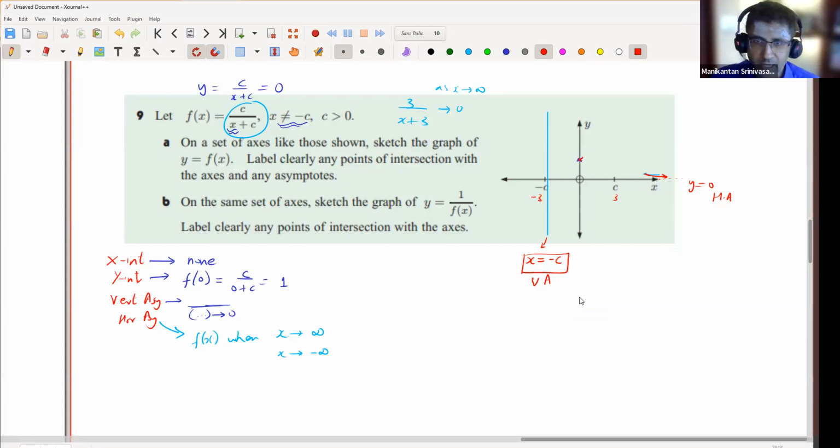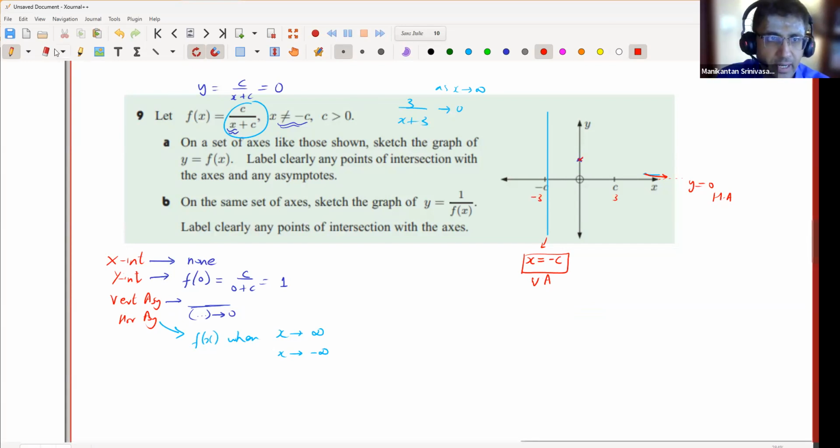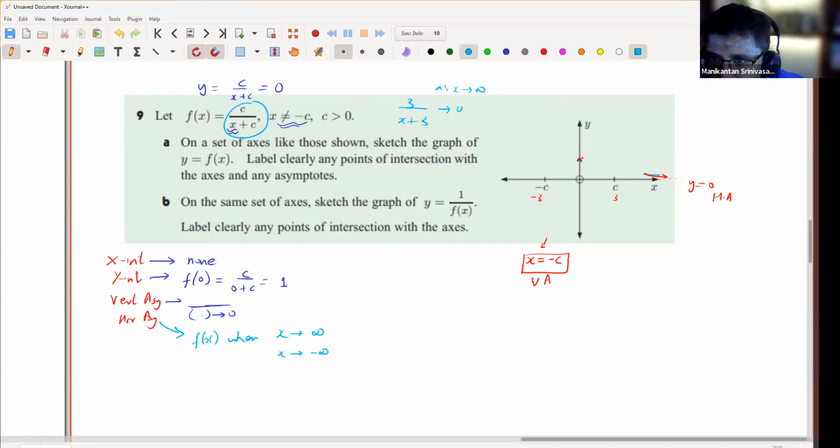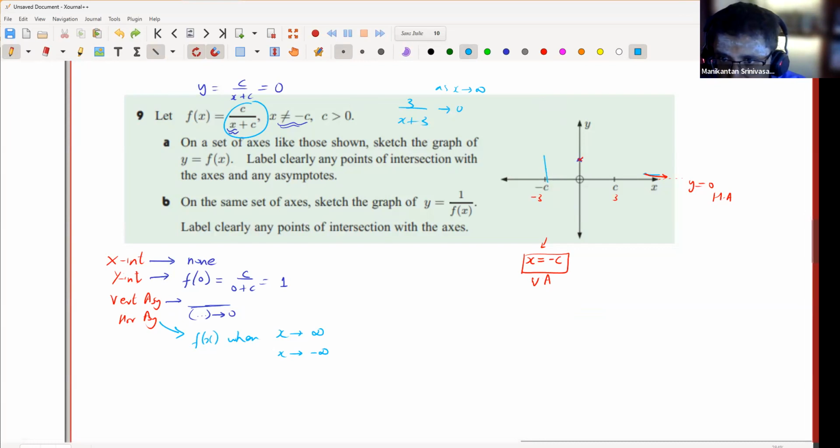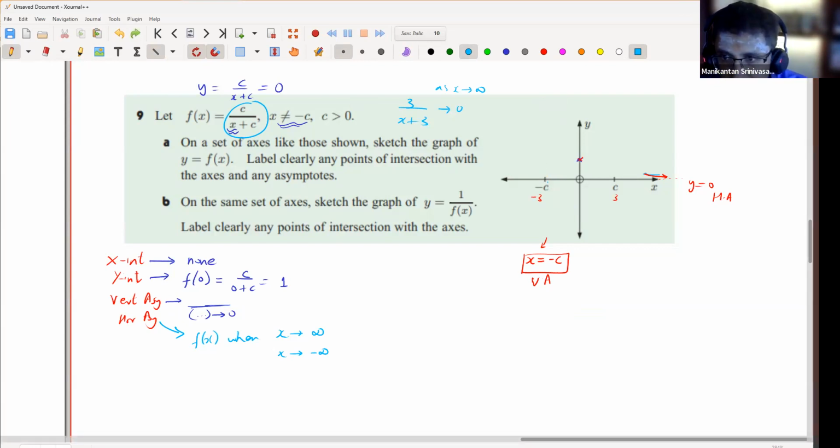So let's say, I wish I am able to draw this vertical line at, it's bothering me that I'm not drawing it at minus c. So let me do that. So. I think there's some mouse sensitivity there. That's the problem.